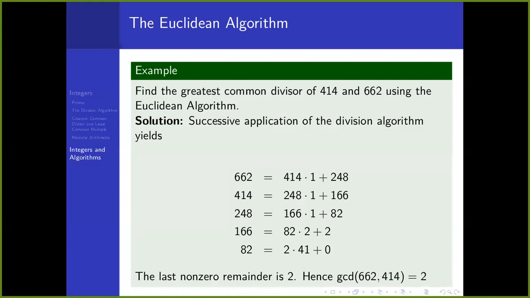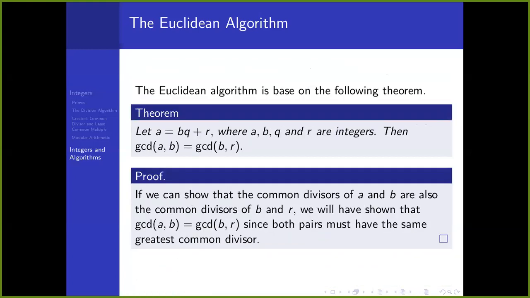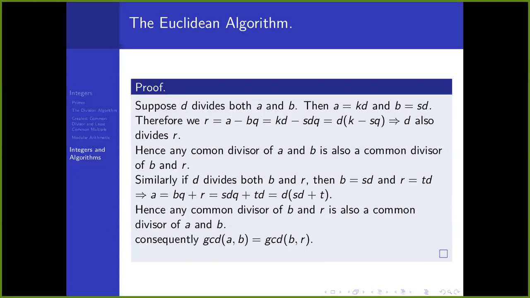So there are three things you have to connect. One is this result: if A is equal to BQ plus R, the GCD of A and B must be equal to the GCD of B and R. So that's the result you need to connect. You connect it to the proof.